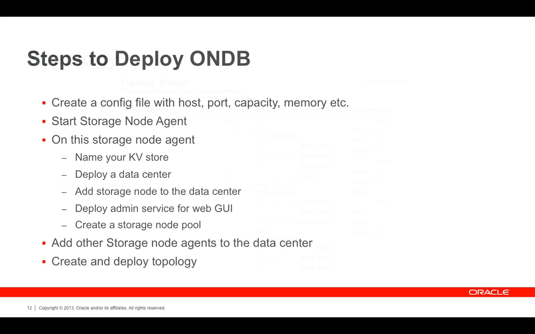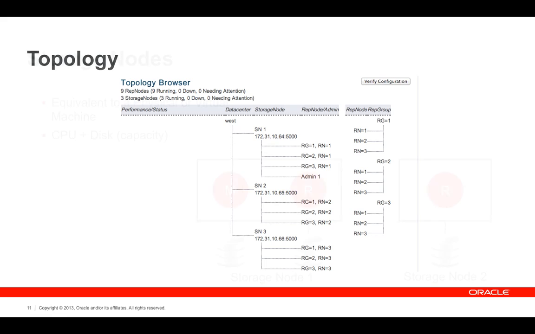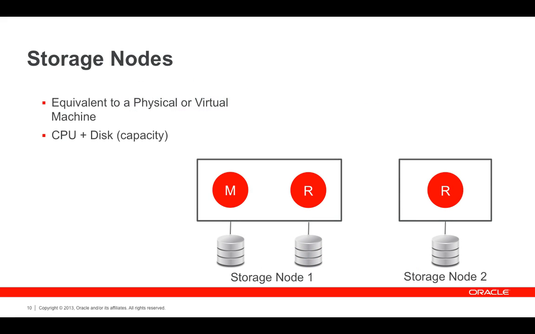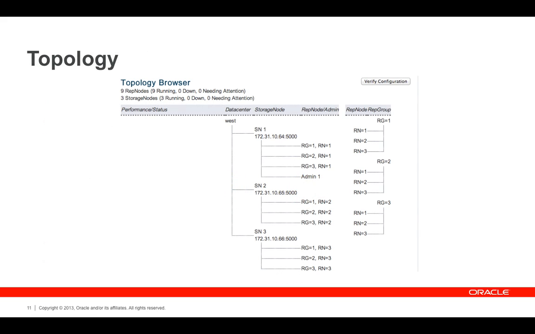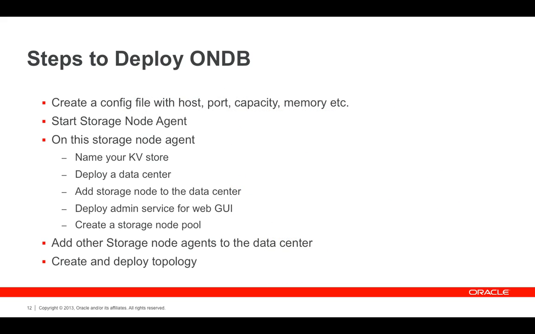So remember, storage node is the machine, right? So this is the basic machine. So each of these storage nodes is running a storage node agent process. And that is our second step. We start the storage node agent.